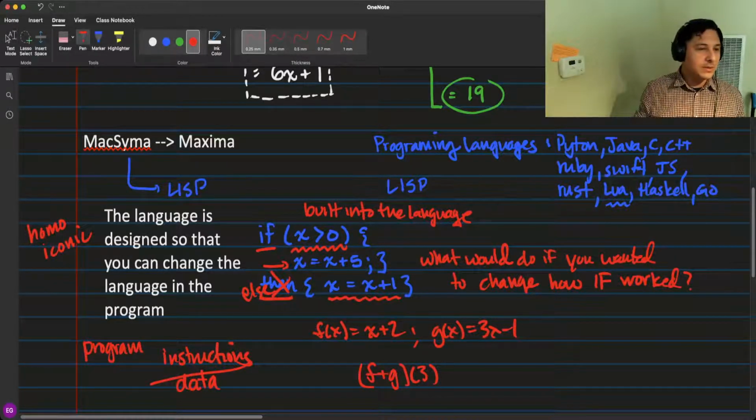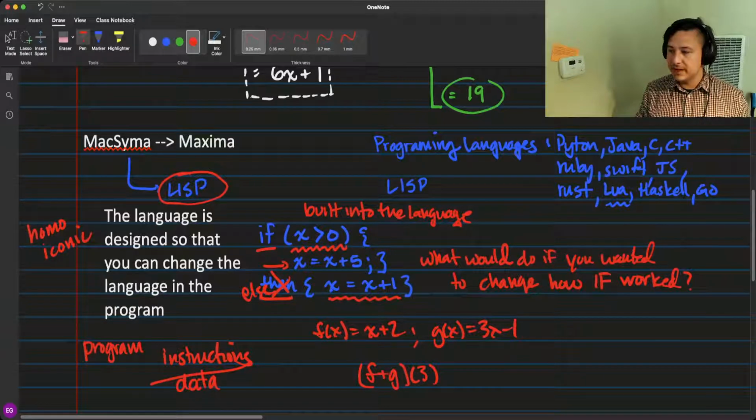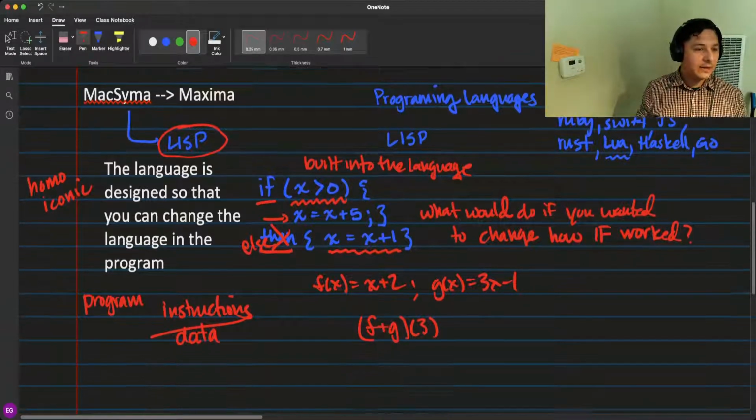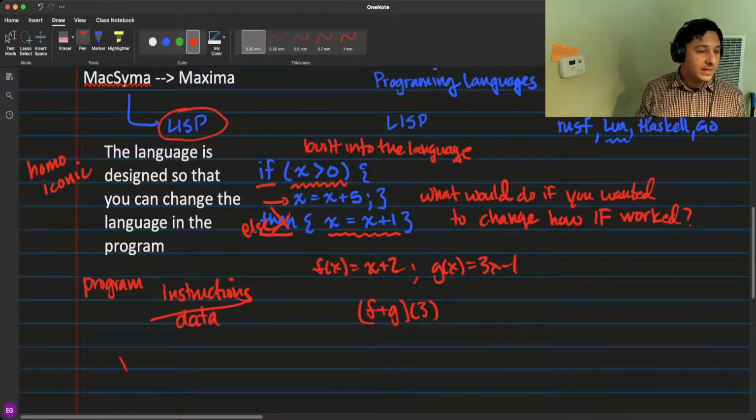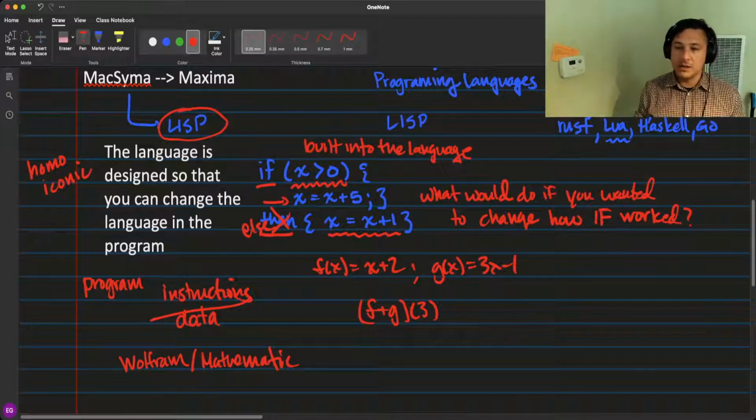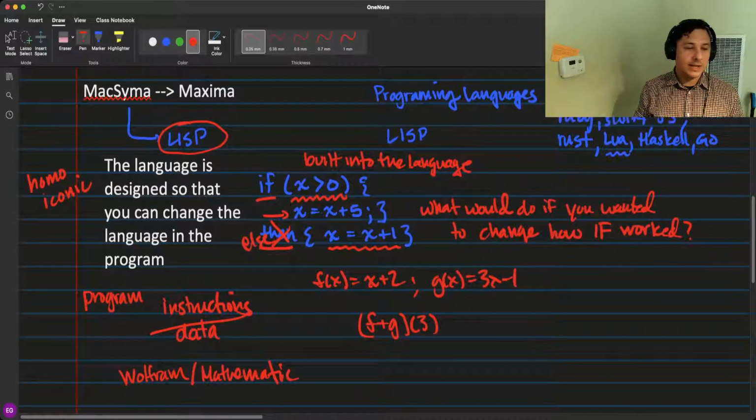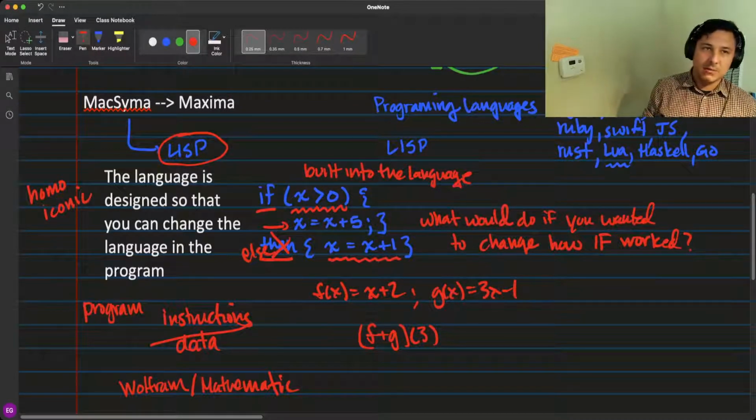No one really uses Lisp anymore. I mean, actually some people do, but it's really hard to learn for a variety of reasons. And oddly enough, Wolfram was inspired by Lisp. The Mathematica thing that we use. It is a homoiconic language. In Wolfram/Mathematica, you can write a program so that it changes how the program operates at the source code level.